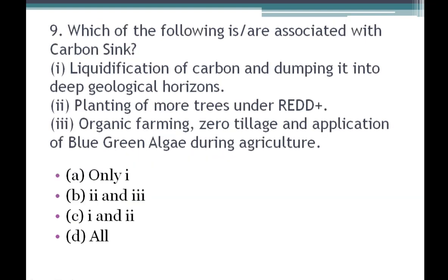Question number 9. Which of the following is or are associated with carbon sink? Number 1. Liquefaction of carbon and dumping it into deep geological horizons. Number 2. Planting of more trees under REDD+. Number 3. Organic farming, zero tillage and application of blue-green algae during agriculture. So the correct option is option B, that is 2 and 3. Because the first statement is associated with carbon sequestration, not carbon sink. Alright guys?